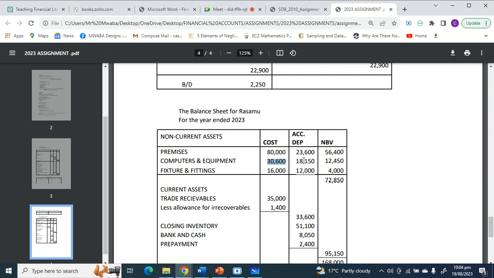30,600 minus 18,150, 12,450. This is the worth of these assets at the end of 31st December 2023. 16,000 minus 12,000, 4,000. You add 56,400 plus 12,450 plus 4,000, 72,850. So that is the total value of the non-current assets. Any questions?